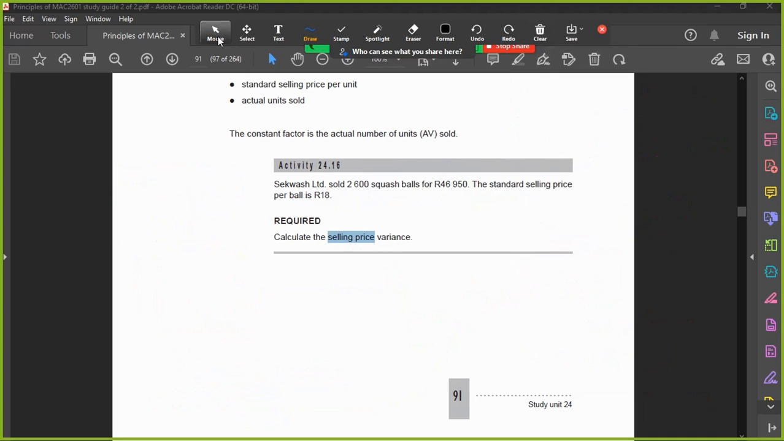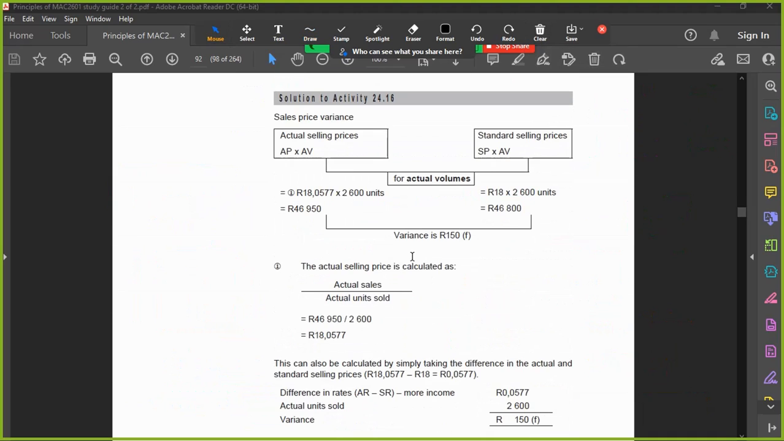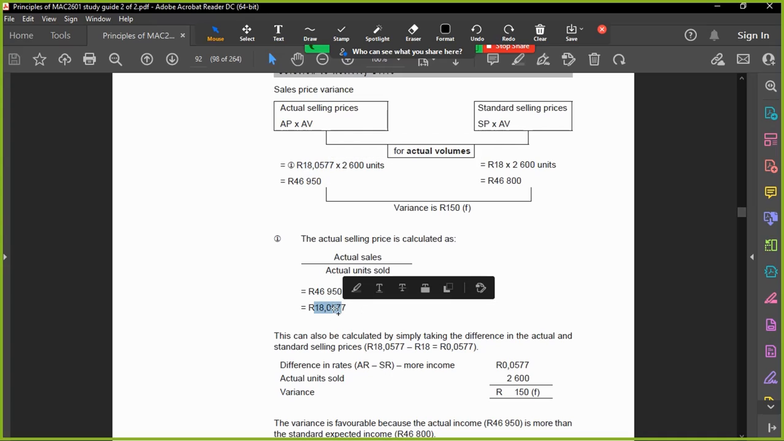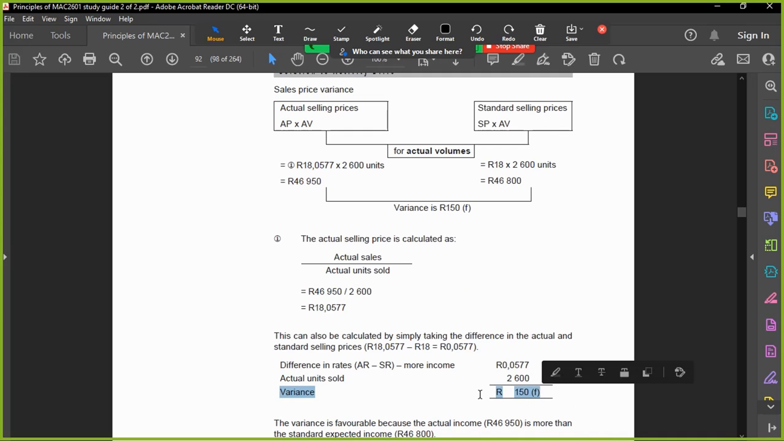What does the answer look like? Let's see. Okay, they've done the actual. See again, they've shown the working here. There's the division. It looks like they've rounded it off though, 77. But you still get the same variance. The answer's still the answer. There's no difference. They've just broken it up into per unit.